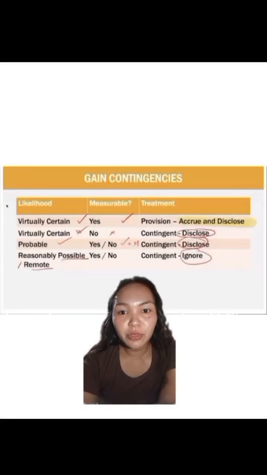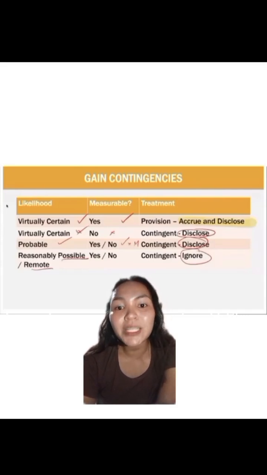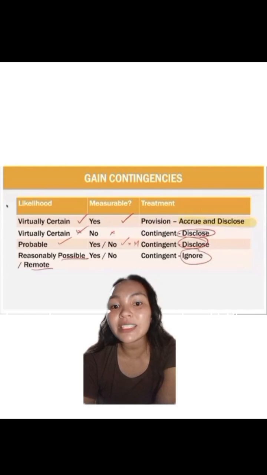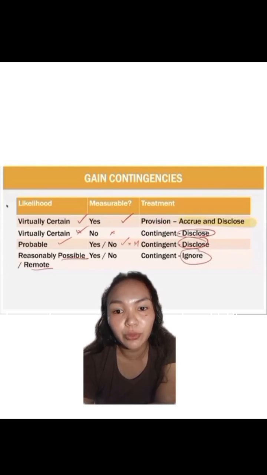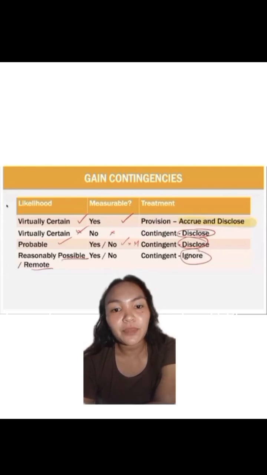Another one is the gain contingencies. In gain contingencies, if it is virtually certain and measurable, it is a provision and the treatment is accrue and disclose. When it is virtually certain but not measurable, it is a contingent and the treatment is disclosed. When it is probable, either measurable or not, it is a contingent and the treatment is disclosed. If it is reasonably possible or remote and either measurable or not, it is a contingent and the treatment is ignored.